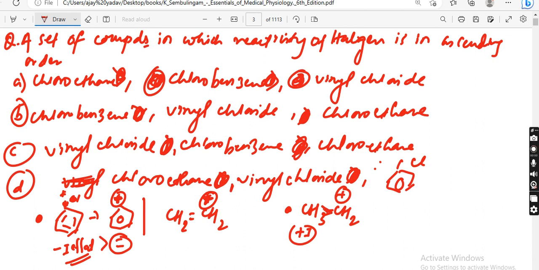And here it will be giving a plus I effect, so the electron is given there to neutralize this positive charge. Are you getting it? CH3 shows a plus I effect, and it will try to neutralize this positive charge over here. So this is a bit more stable. From ascending order, chlorobenzene is the least stable, then vinyl chloride, then chloroethane. So option B is the correct answer. Are you getting it?